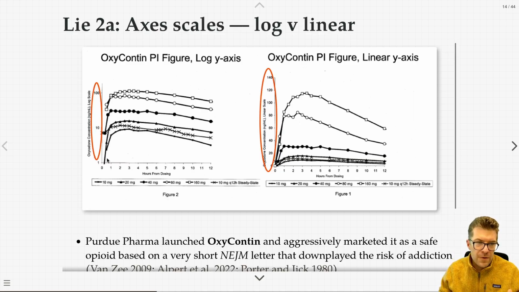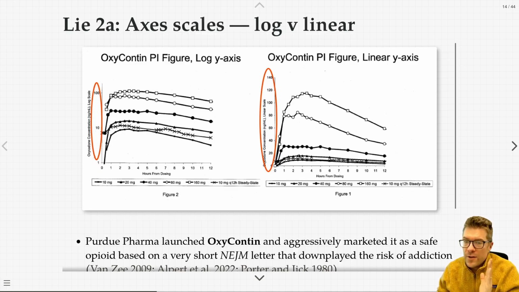On the left, the graph is logarithmic, so it goes from 1 to 10 to 100. Visually, the difference between 1 and 10 is the same as between 10 and 100. And on the right, it's linear. So 0 to 20 to 40 to 60 to 80, these differences visually are equivalent.